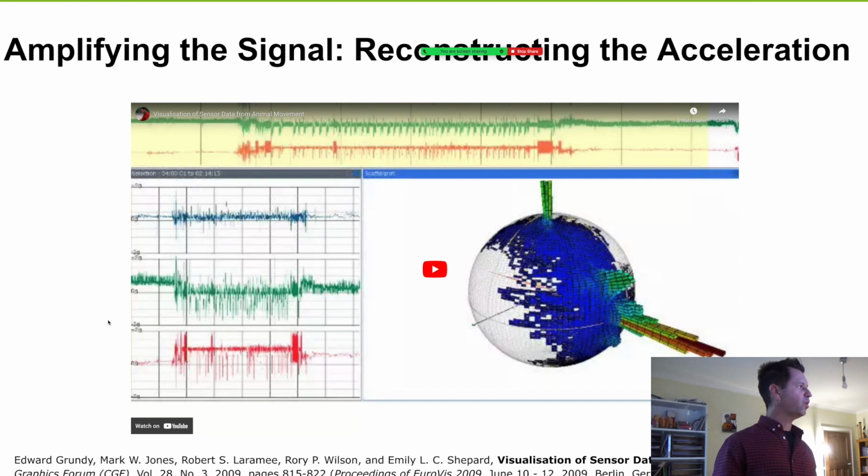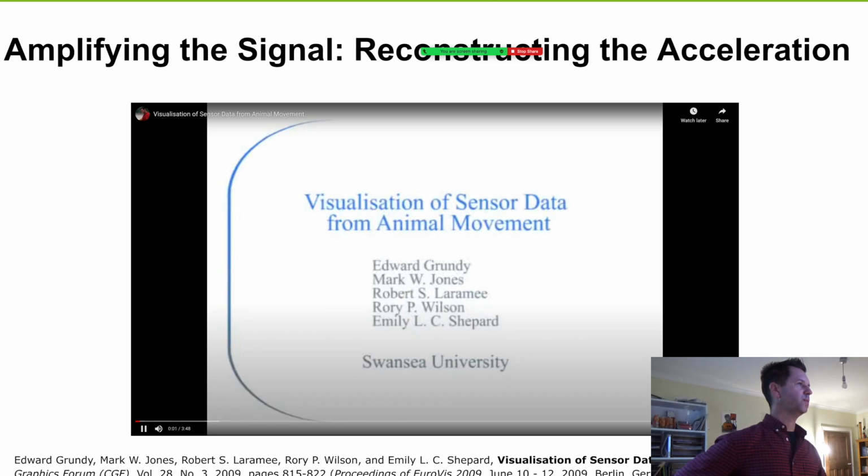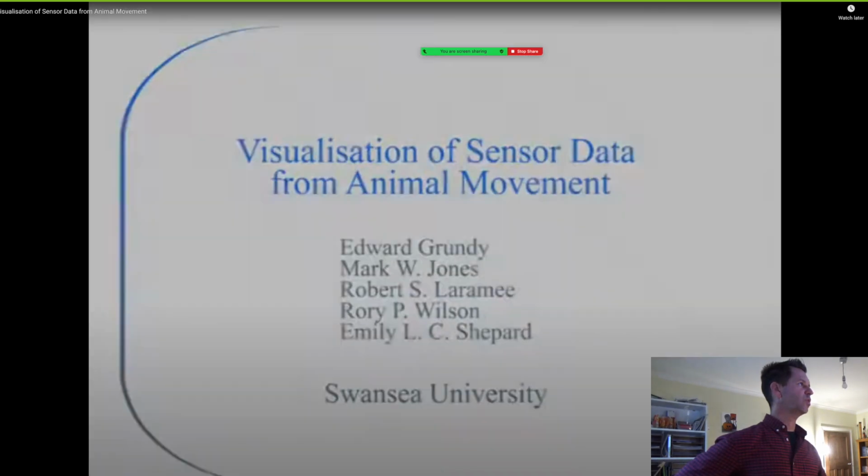So those were all static images that I showed, but this system that we built is interactive. So what we're going to do is we're going to watch a short video that shows the interaction with this system, like how the user can interact and what it looks like when we're actually using the software.